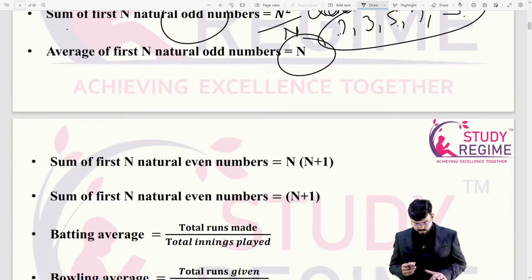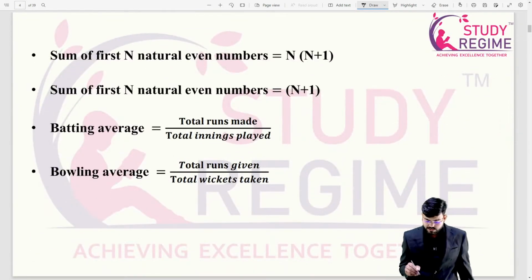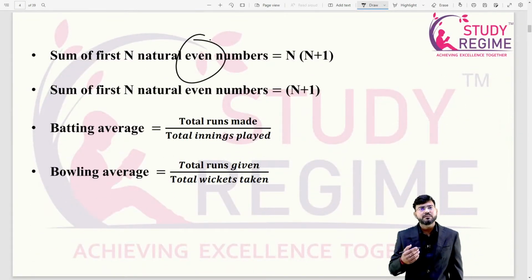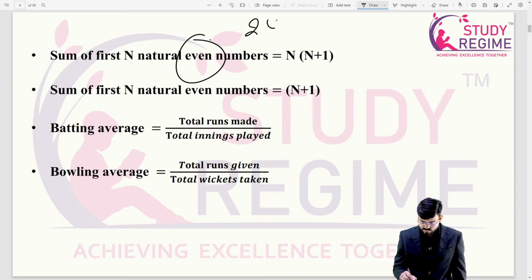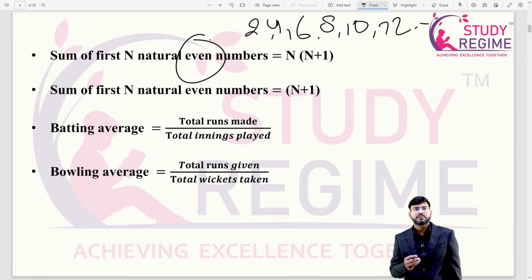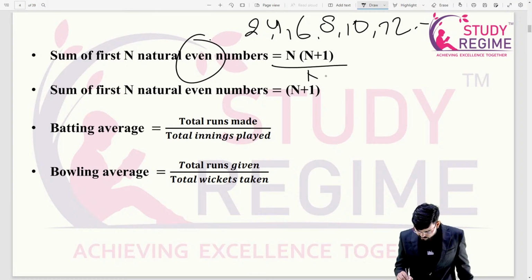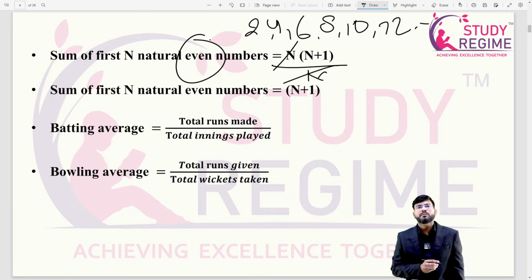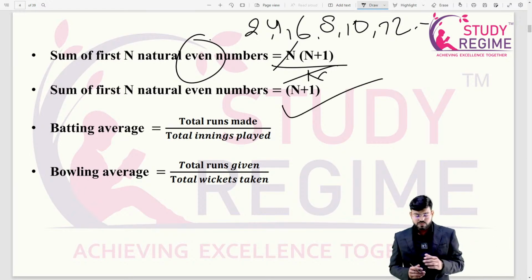Okay, now we will talk about the even numbers. What are the even numbers? Even numbers are those numbers which are divisible by 2. For example, 2, 4, 6, 8, 10, 12 and so on. These all are even numbers. If you want to find the sum of the first n even numbers, then you will apply the formula n into (n plus 1). Now if you want to find the average, you just divide it by n. So n from the numerator and n from the denominator cancel out, and you will get the formula n plus 1.